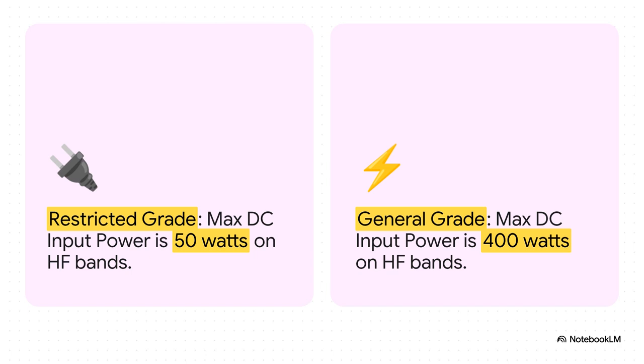With the restricted grade, you're limited to 50 watts on the high frequency or HF bands. Those are the ones for long distance chats. But if you get the general grade license, you can go all the way up to 400 watts.